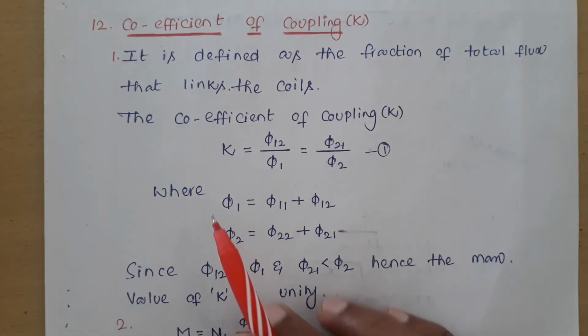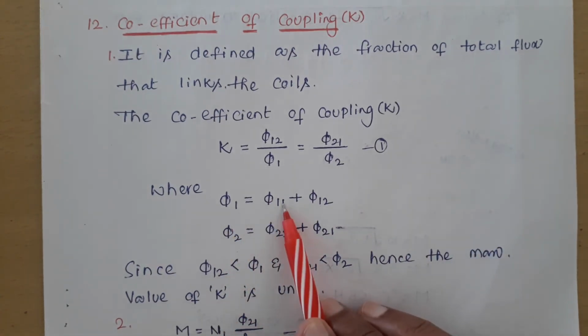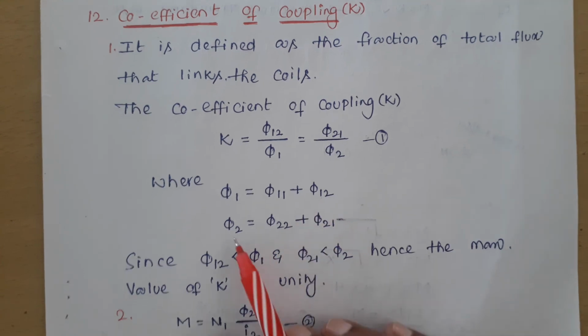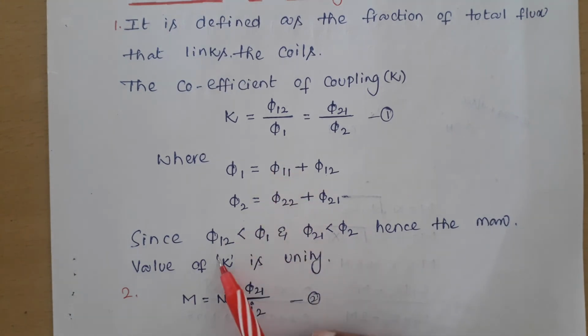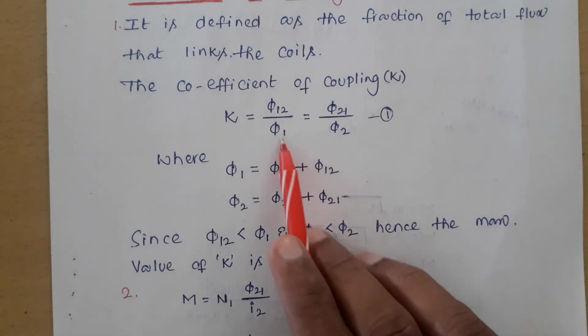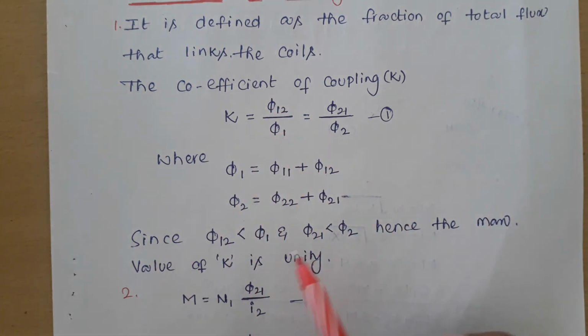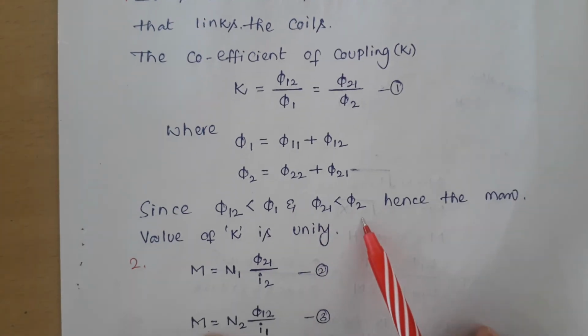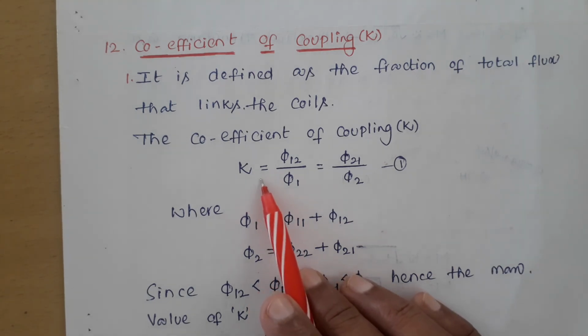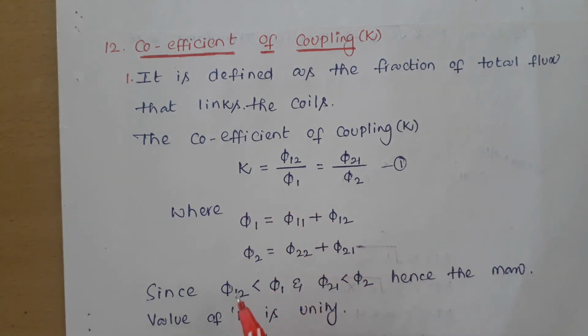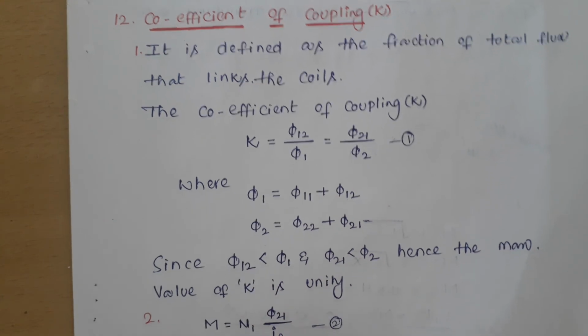So this is equation 1, where phi 1 equals phi 11 plus phi 12, and phi 2 equals phi 22 plus phi 21. Here phi 12 is less than phi 1 because phi 1 is the total flux, and out of the total flux, phi 12 is the flux which is touching both the coils. So phi 12 is less than phi 1 and phi 21 is less than phi 2. Hence the maximum value of K is unity. The range of the coefficient of coupling is 0 to 1, so the maximum value of K is unity.